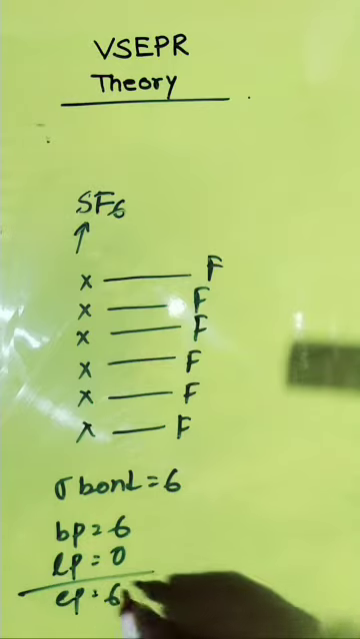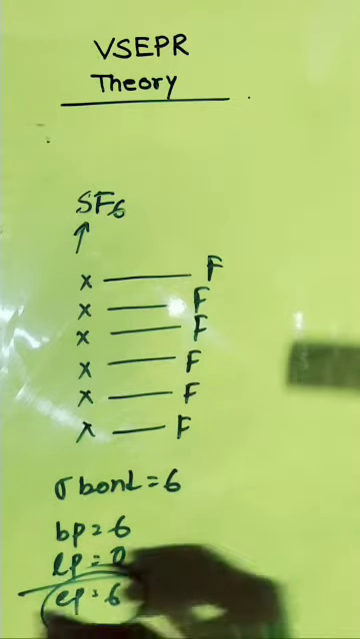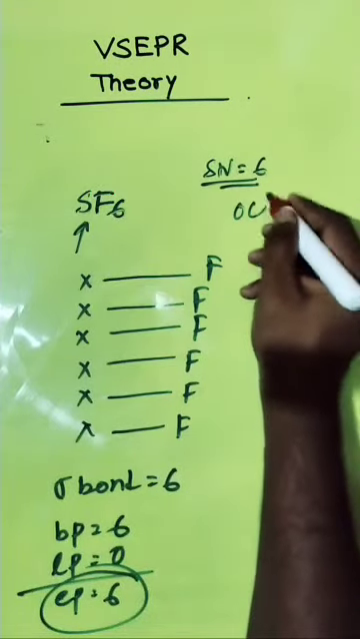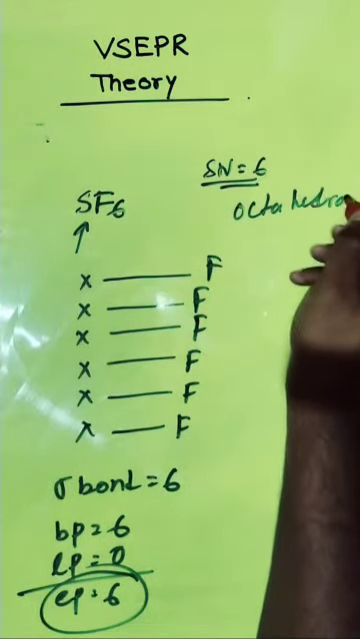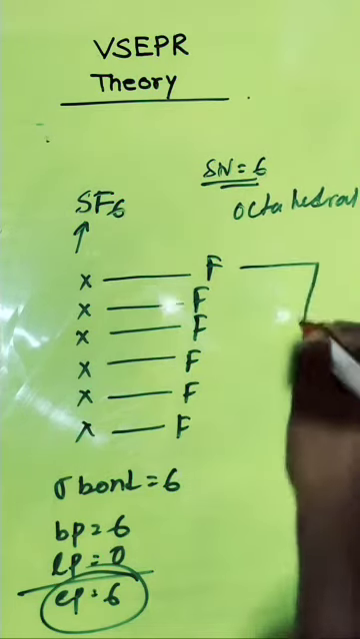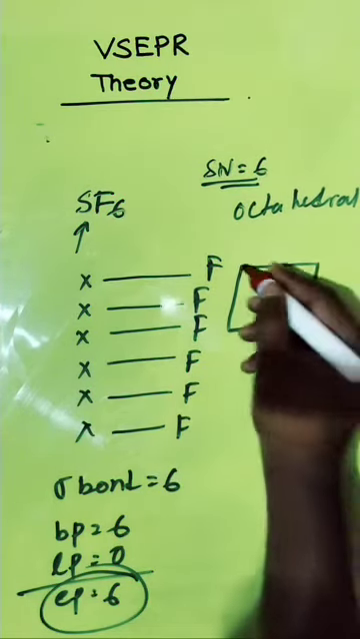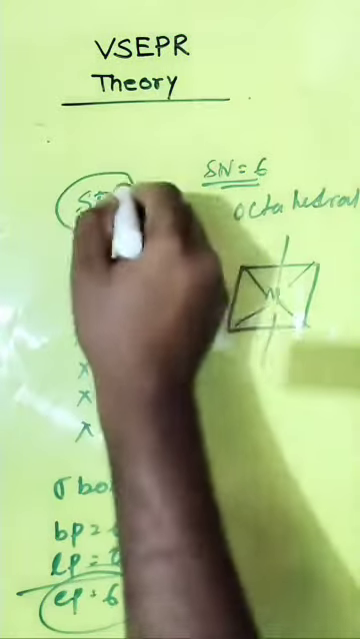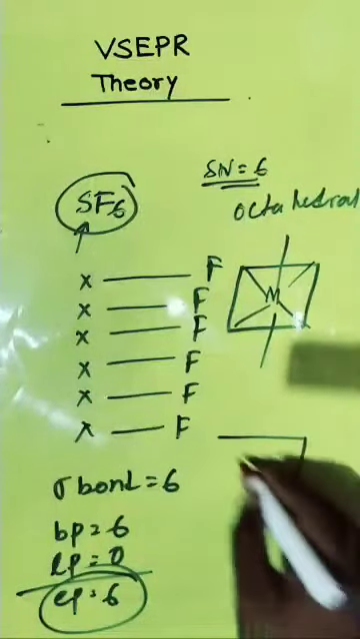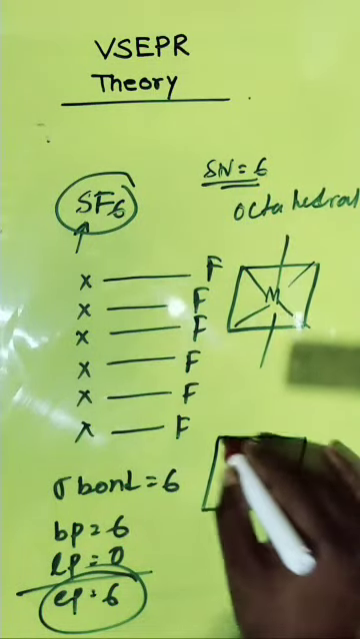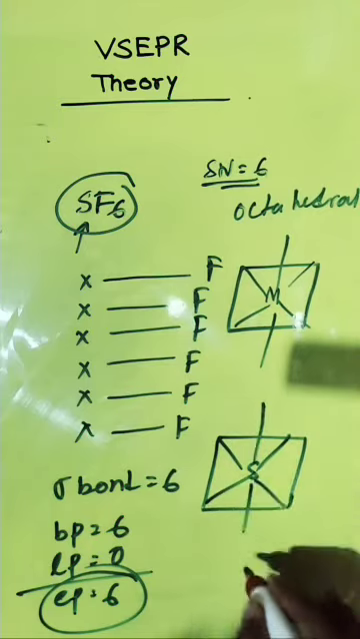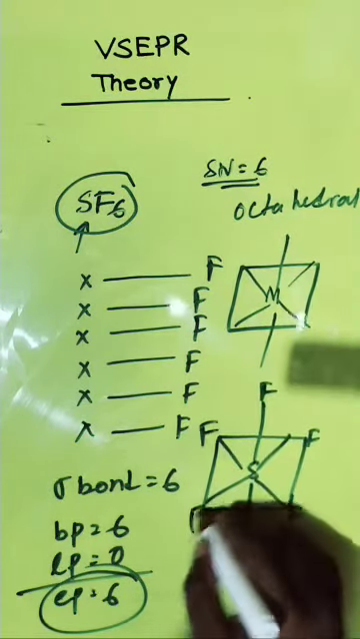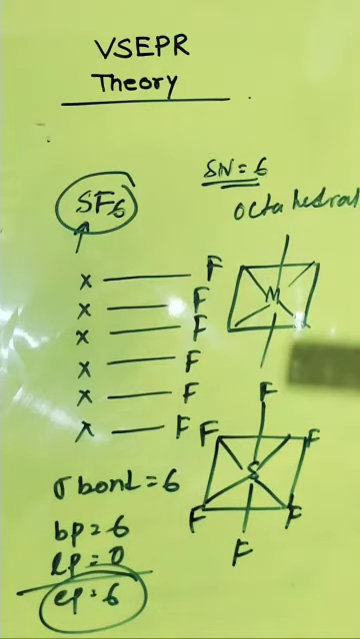So total electron pairs equal 6, and 6 electron pairs means steric number equals 6, and if steric number equals 6, then the structure is octahedral, and the octahedral structure looks like this. That is the octahedral structure. So the structure of SF6 looks like sulfur present at the center position, and 6 fluorine atoms arranged in octahedron structure.